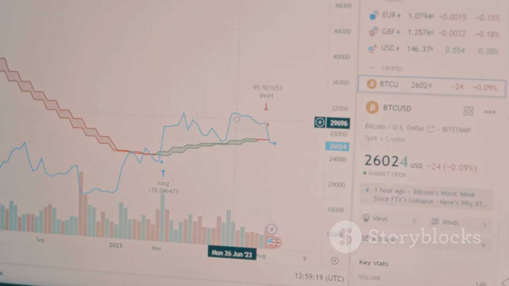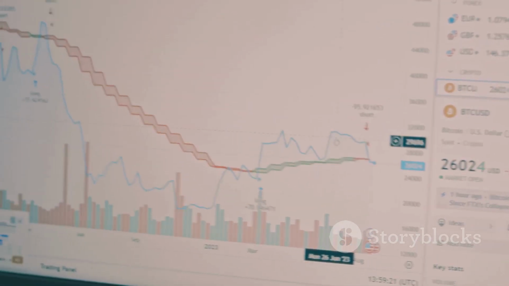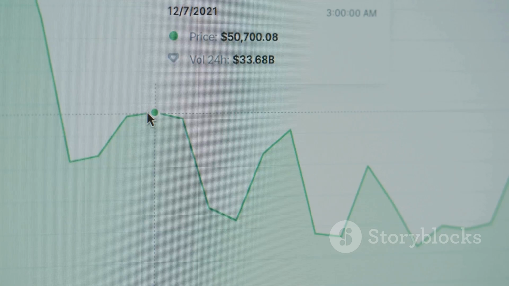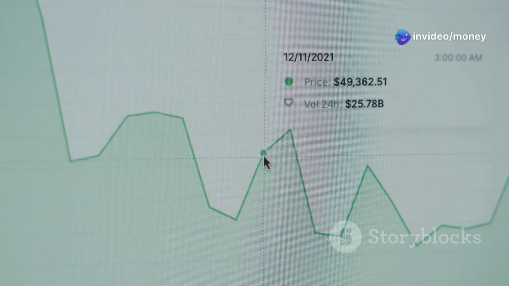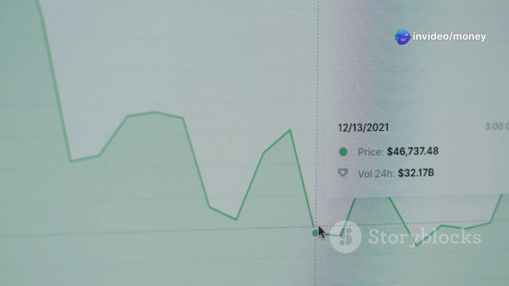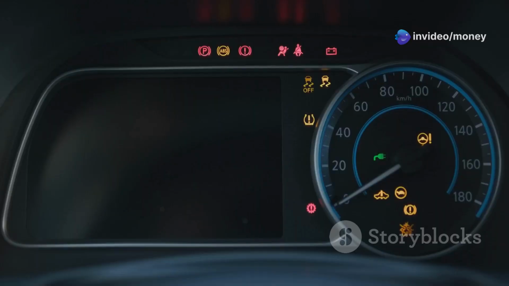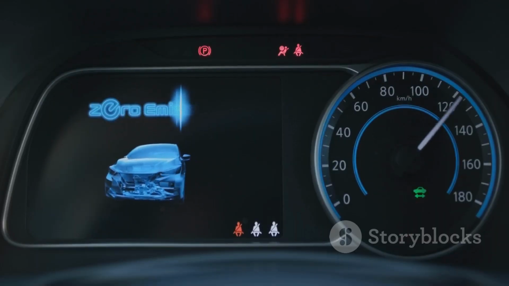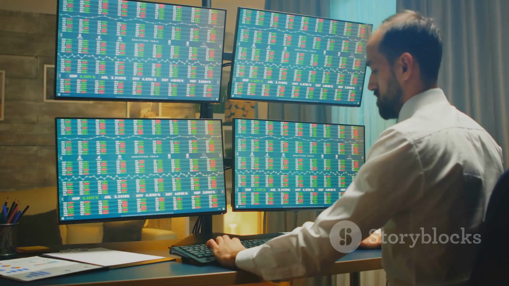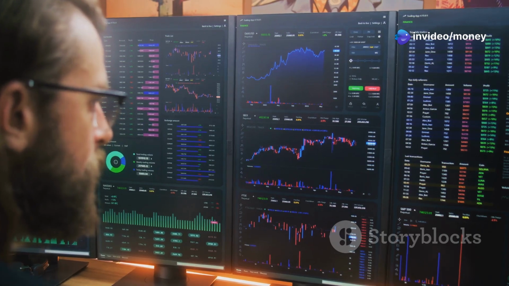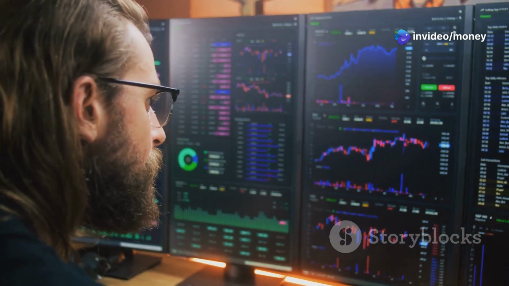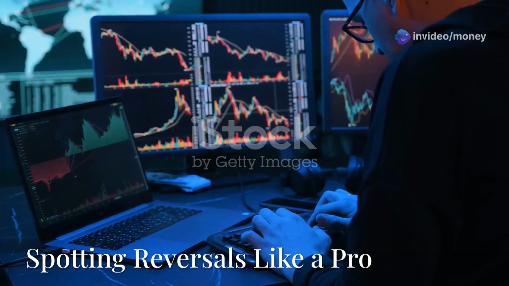But here's where it gets interesting. Look for divergences between the ROC and price action. For example, if the price of an asset is making new highs, but the ROC is making lower highs, it could signal a potential trend reversal. It's like your car's speedometer showing a decreasing speed while you're still pushing the gas pedal. Something's not right. Remember, the ROC is just one piece of the puzzle. Use it in conjunction with other indicators and your own analysis for a comprehensive view of the market.